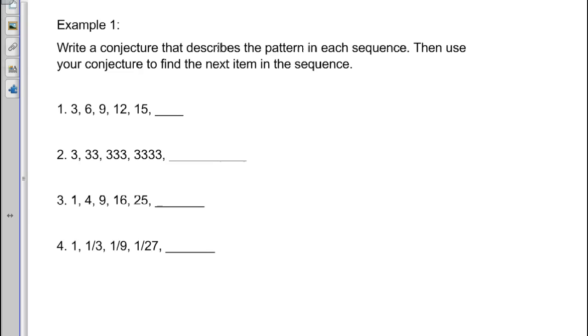So example number 1, we have 4 examples here. Write a conjecture that describes the pattern in each sequence, then use your conjecture to find the next item in the sequence. Let's do number 1 together, and then you guys can pause the video and roll through the next 3. All right, so we want to look for patterns.